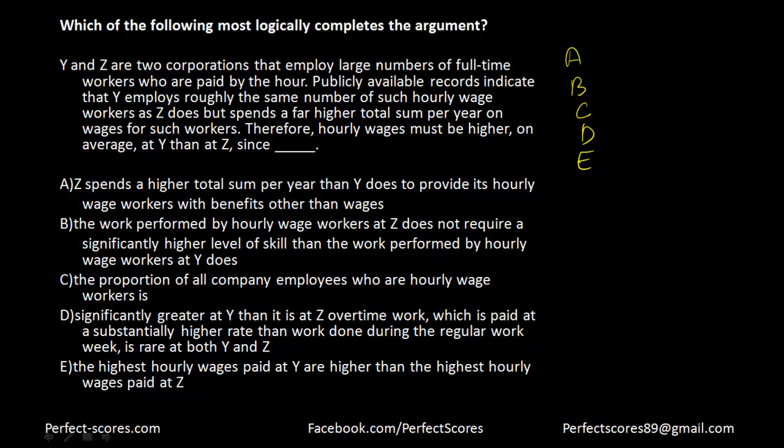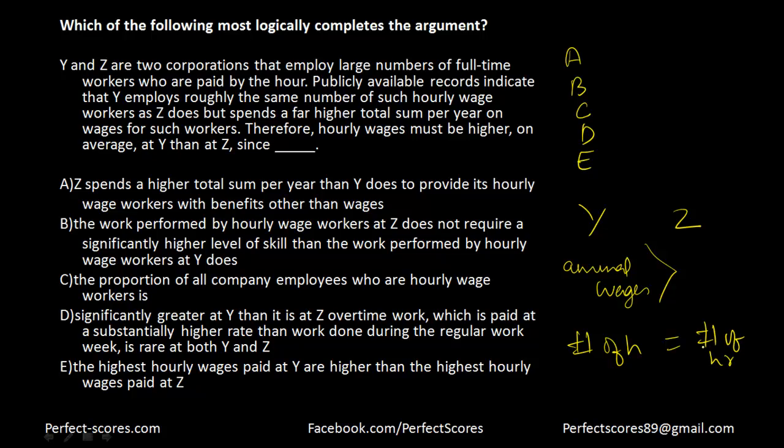Y and Z are 2 corporations that employ large numbers of full-time workers who are paid by the hour. Right, so we have Y and we have Z. Publicly available records indicate that Y employs the same number of such hourly wage workers as Z does, but spends a far higher total sum per year on wages. That means the annual wages are higher in Y as compared to Z, but the number of hourly workers is equal to the number of hourly workers in Z. So it's very easy to find out a conclusion over here.